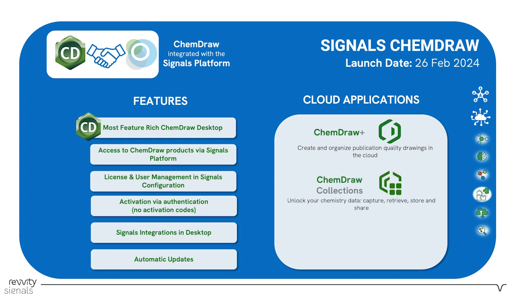This is simply a renaming of a cloud application called ChemOffice Plus that was introduced during COVID, I think 2021. What ChemDraw Collections is about is another Signals integrated application. It's the application that manages your drawings after you have drawn them. ChemDraw, in and of itself, is about representing molecules in the best possible way, complex molecules in a visually appealing way. What happens after you have drawn?